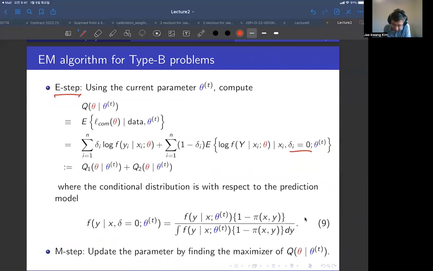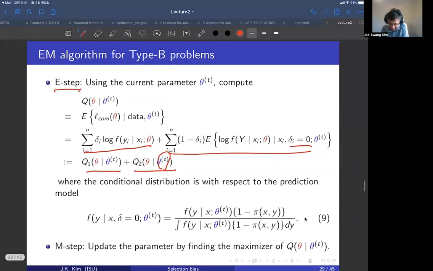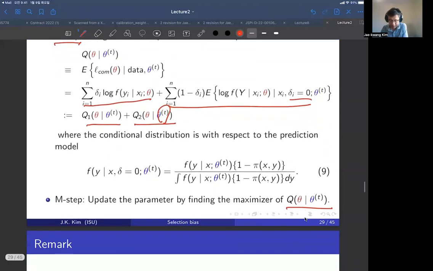Then you can see that you have a Q1. This can be called Q1. This can be called Q2. And evaluated at zeta t. And the M step updates the parameter by finding the maximizer of this.